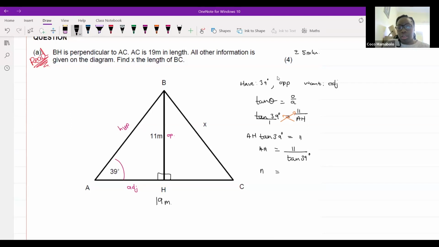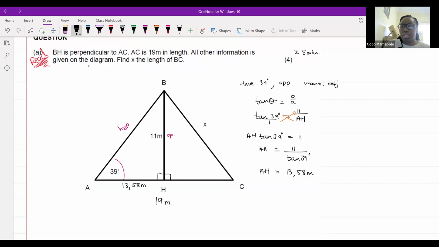If I punch that into a calculator, 11 over tan 39, I should get 13.58 meters, right? And that proves that this BH over here was not a bisector, because I now know that AH is equal to 13.58 meters.